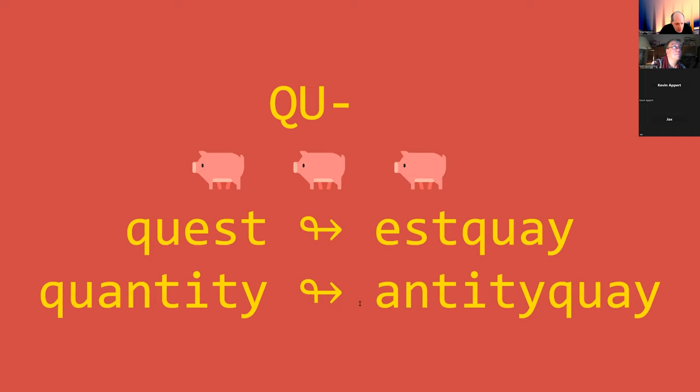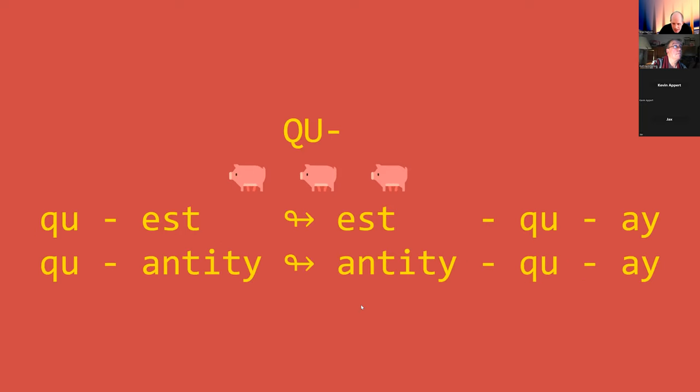QU is another fun special case where the U, although it is a vowel, is treated sort of weirdly by the Unix utility, and is also something that folks will do in informal use of it. They'll implicitly assume, of course, the U doesn't come along for that particular ride. So quest becomes estquay and so on.